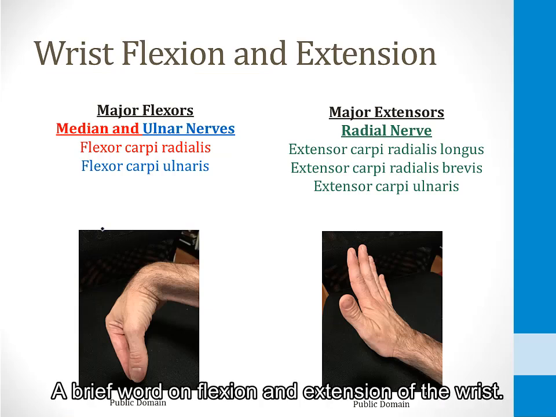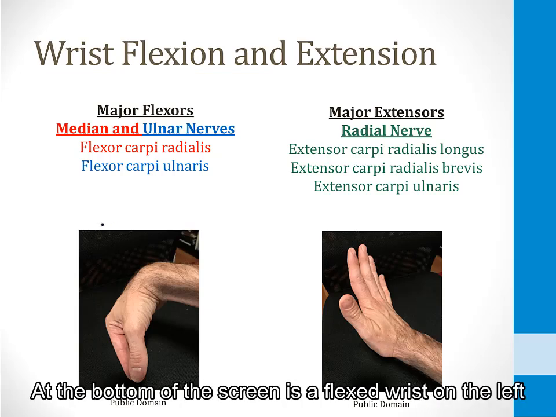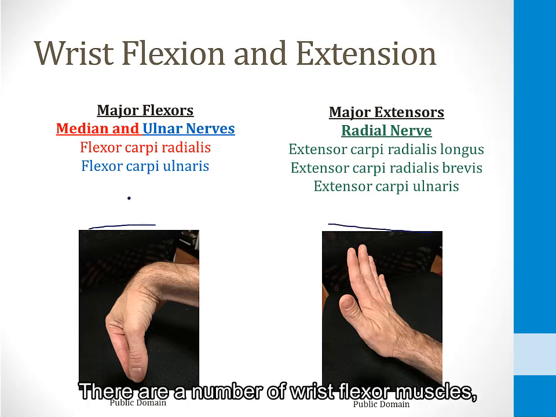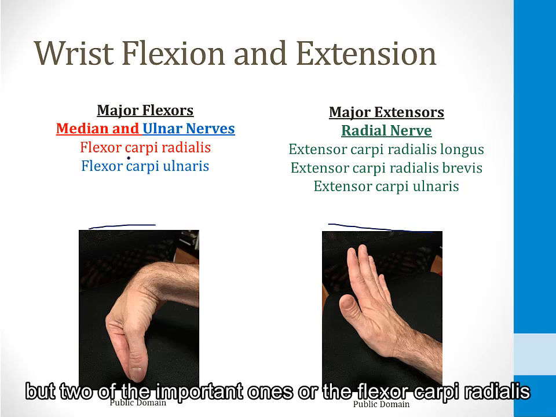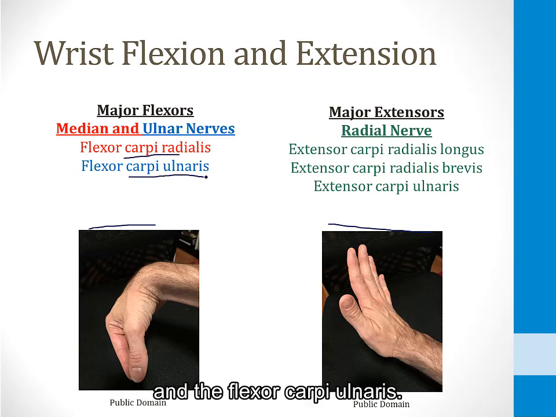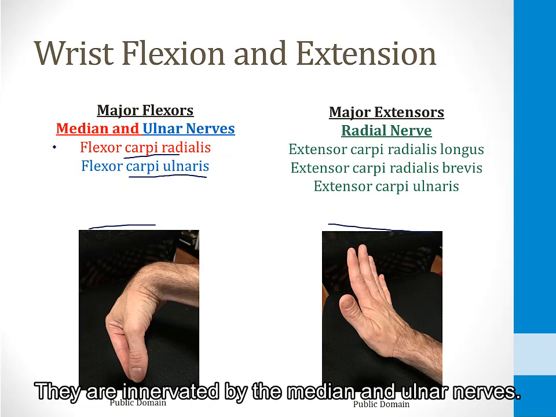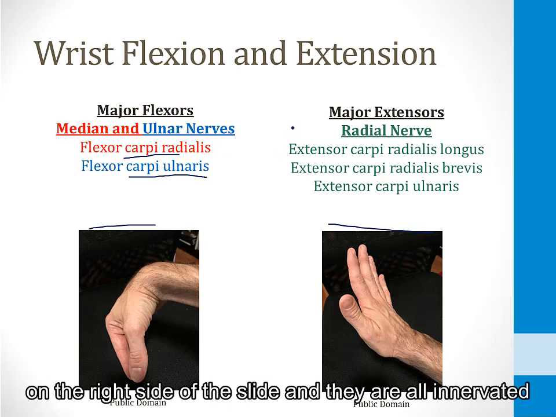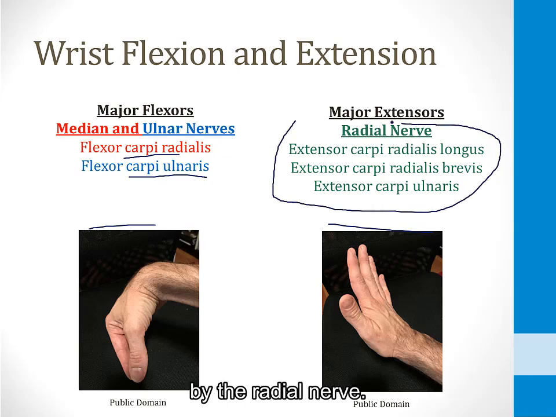A brief word on flexion and extension of the wrist. At the bottom of the screen is a flexed wrist on the left and an extended wrist on the right. There are a number of wrist flexor muscles, but two of the important ones are the flexor carpi radialis and the flexor carpi ulnaris. They are innervated by the median and ulnar nerves. In terms of major extensors, those are shown here on the right side of the slide, and they are all innervated by the radial nerve.